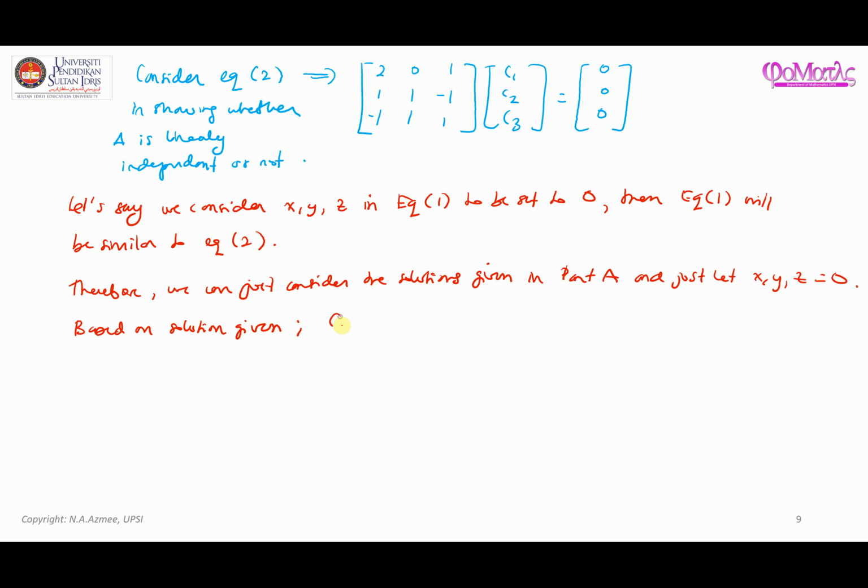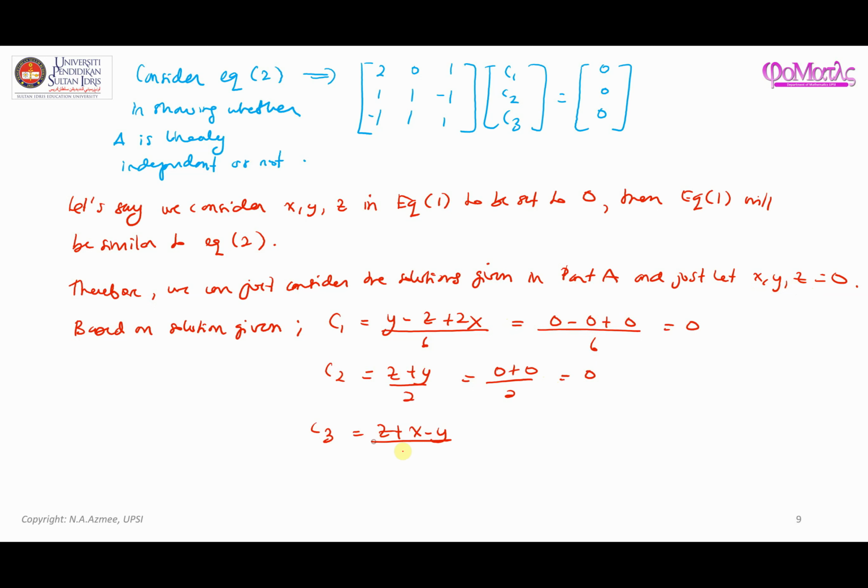we can see that C1 here is y minus z plus 2x over 6, and if you let x, y, z equal to 0, that will be 0 minus 0 plus 0 over 6, which is just equal to 0. C2 is z plus y over 2, and since the values here are 0, so 0 plus 0 over 2 is 0. C3 is z plus x minus y over 3, and this is also 0 plus 0 plus 0 over 3, which is equal to 0.